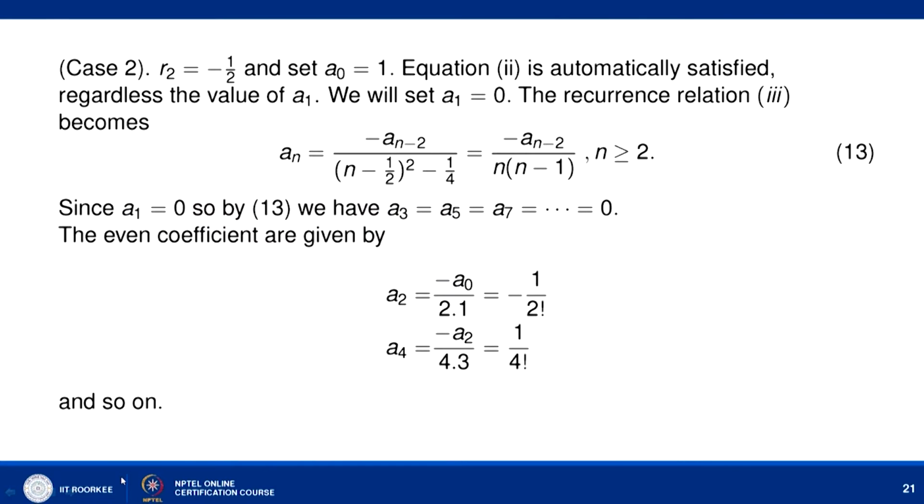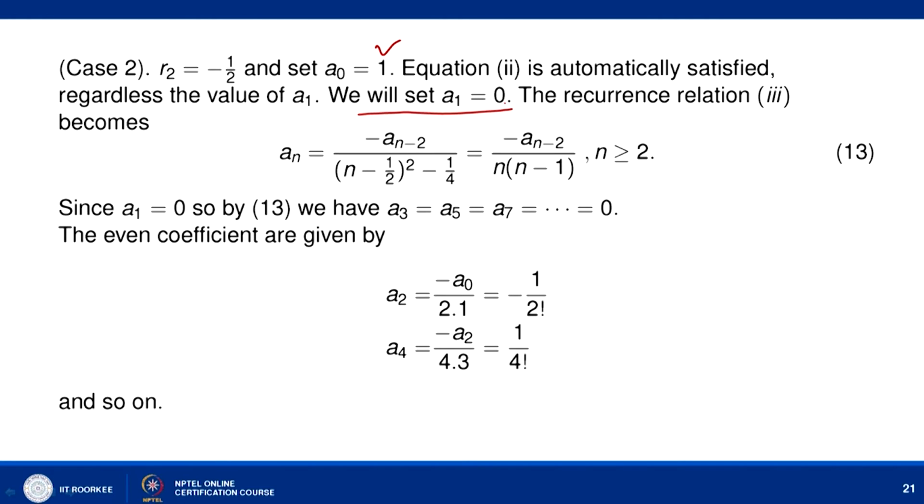So, let us continue our study. Here we take r2 equal to minus 1/2, and we say that equation 2 is automatically satisfied, so you can take any value of a1, and we will set a1 equal to 0.